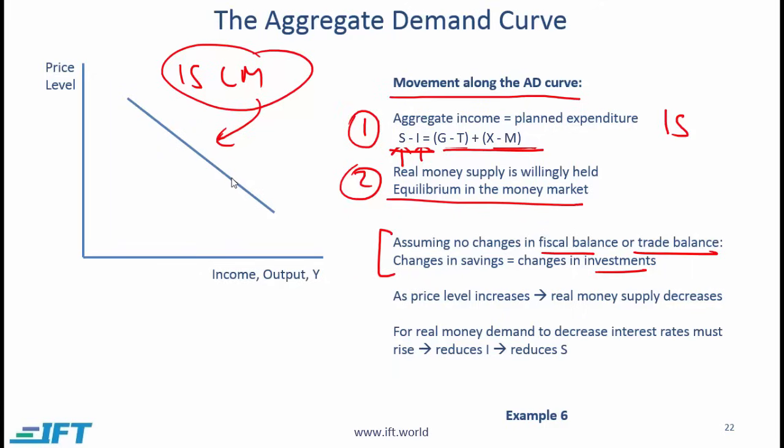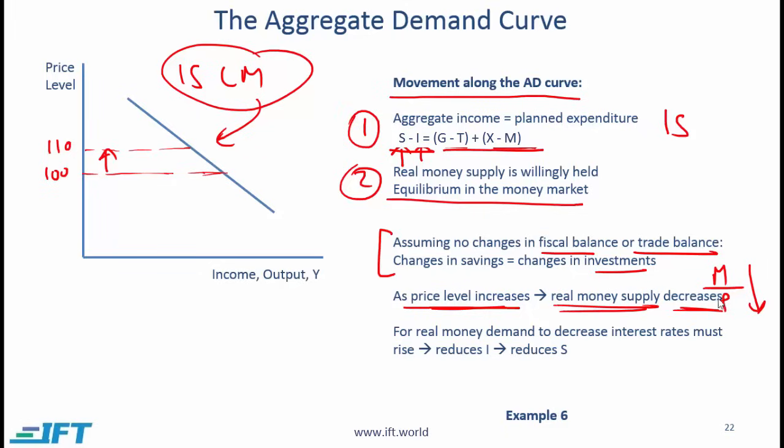Now, if price levels increase, so let's say that we are at a price level of 100, and say the price level goes up to 110, what will happen to the real money supply? Obviously, the real money supply will go down. In the short run, we have a certain amount of nominal money supply. If the price level increases, then the real money supply, which is M divided by the price level, will go down when P increases. That's fairly straightforward.